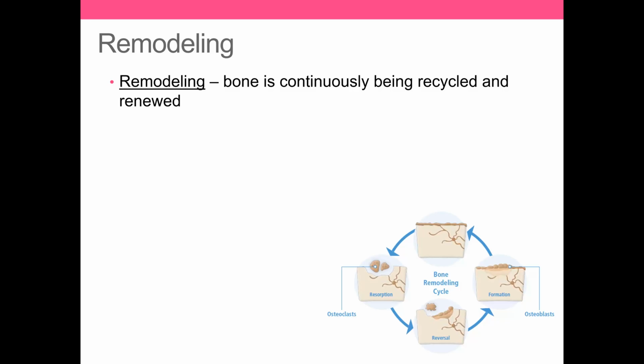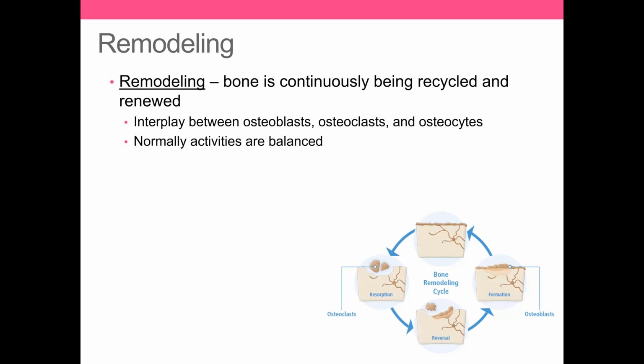Now we're going to talk about remodeling, which I've mentioned a couple times before. So your bone is continuously being broken down and built up again, and this process is called remodeling. So remodeling is a process of the continual recycling and renewing of bone. So this is an interplay between your osteoblasts, your osteoclasts, and your osteocytes. And normally the activities are balanced.